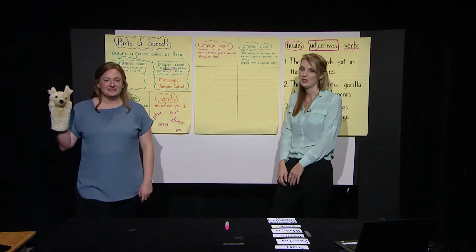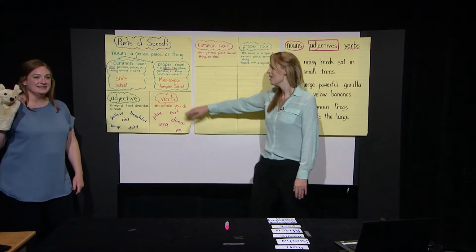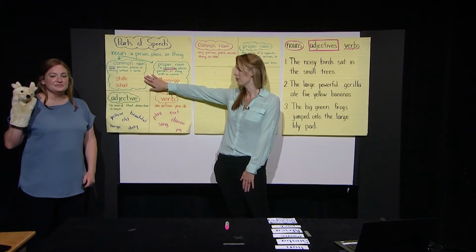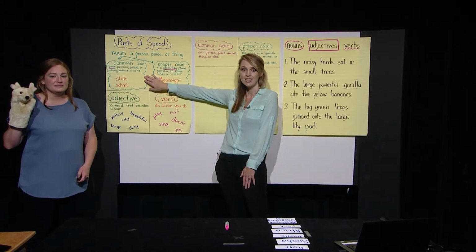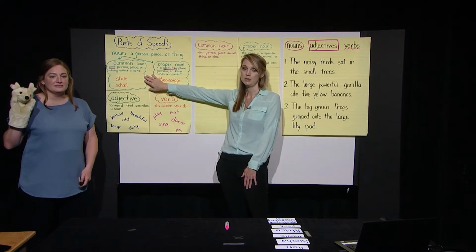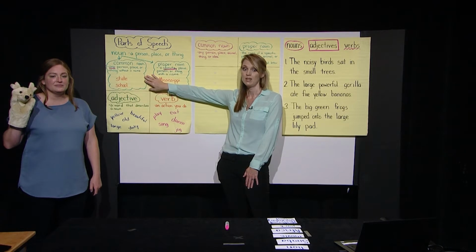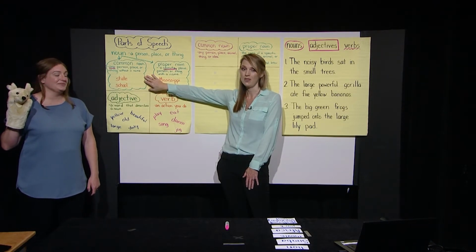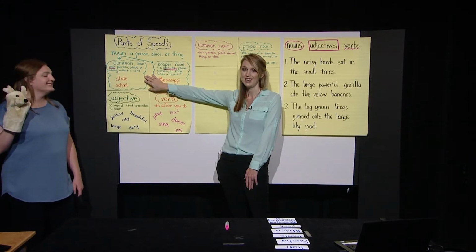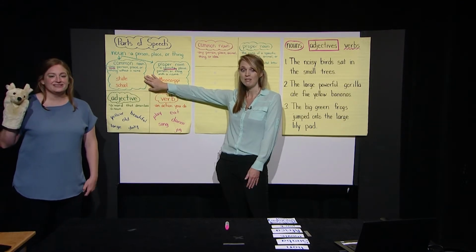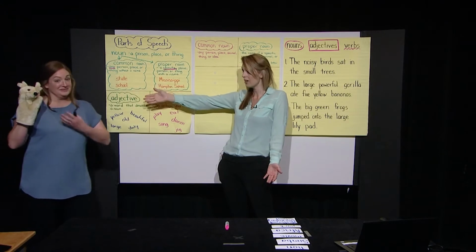Let's look at our anchor chart to help us. A common noun can be any person, place, or thing, animal, or idea. They are not referring to a specific person, place, or thing. They aren't names, so they don't have a capital letter unless they are the first word in a sentence. A common noun would be like the word girl or rat.